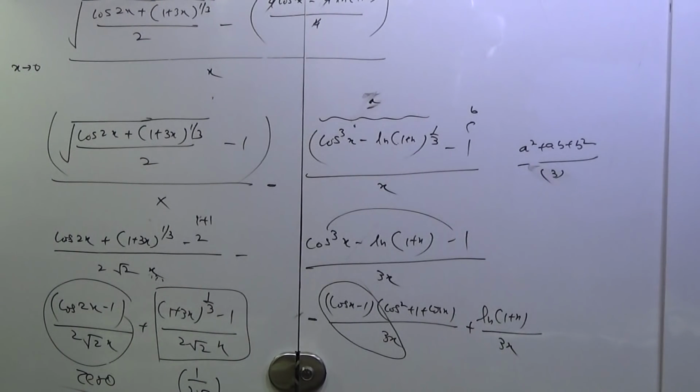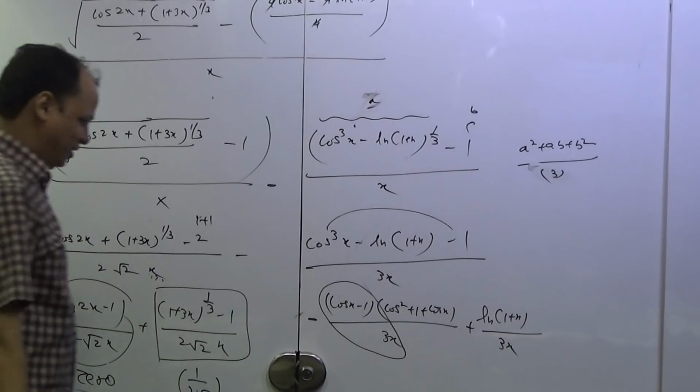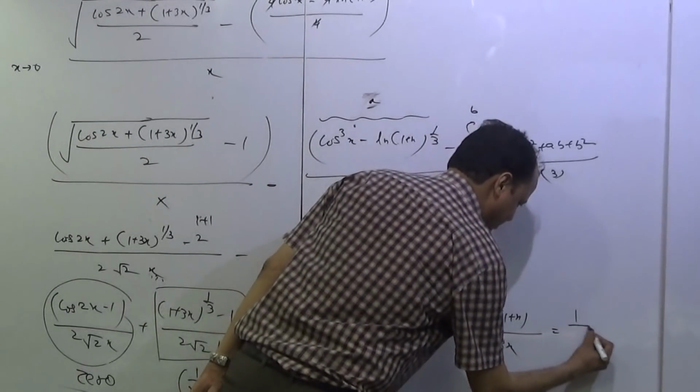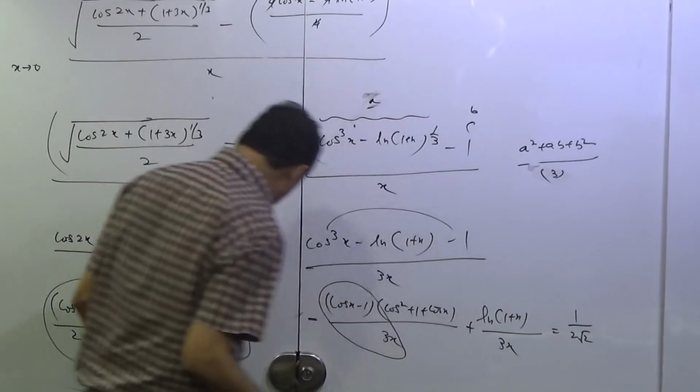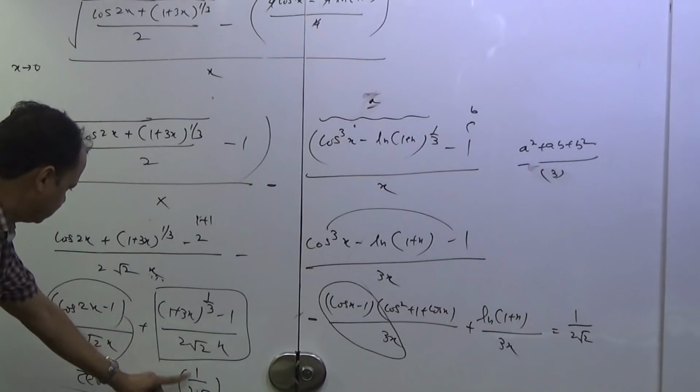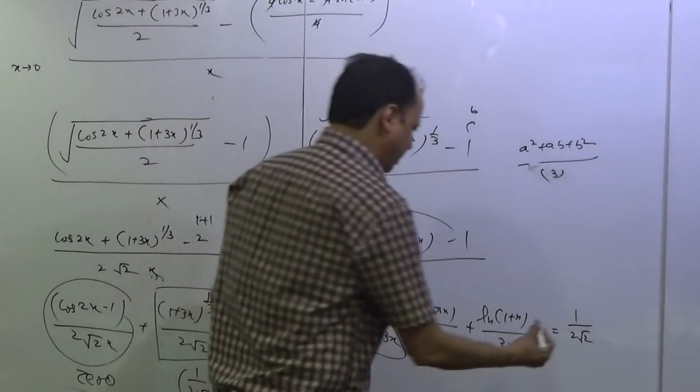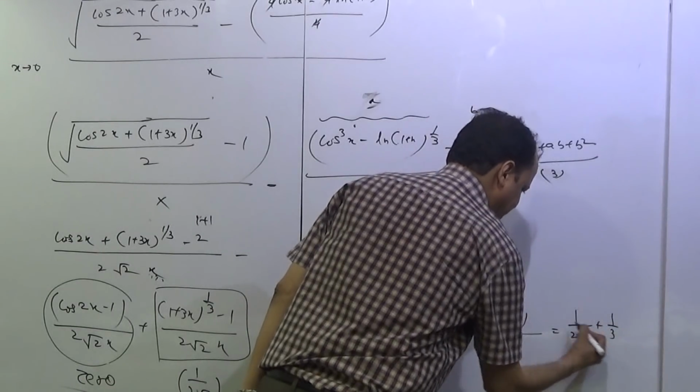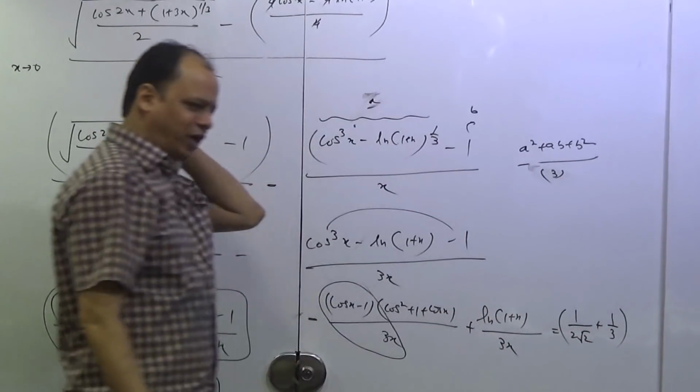We have to be a little in fear whether the answer is right or wrong. But let us write the final answer and check it. The final answer, I was saying, is 1 by 2 root 2 plus 1 by 3. Can you please check the answer? If it is wrong, you have to calculate it at home.